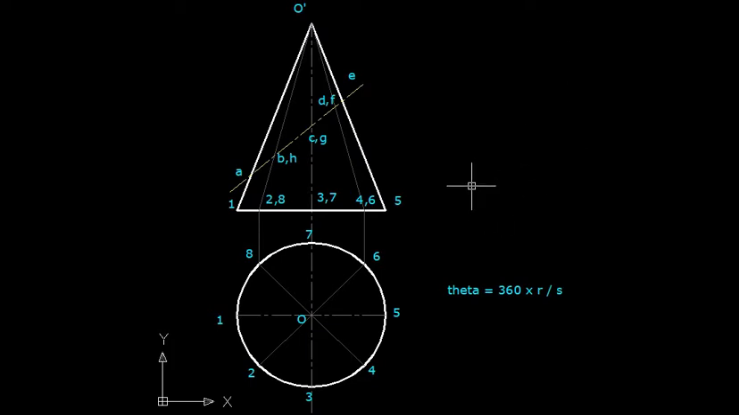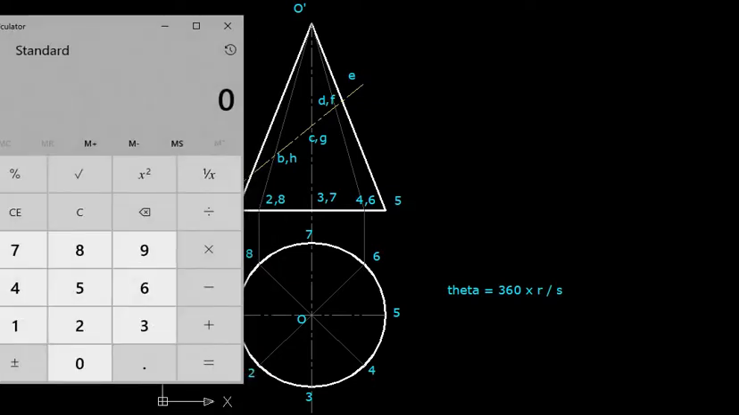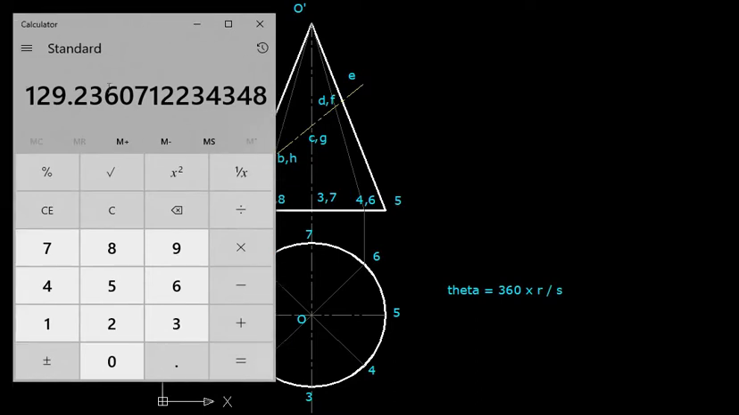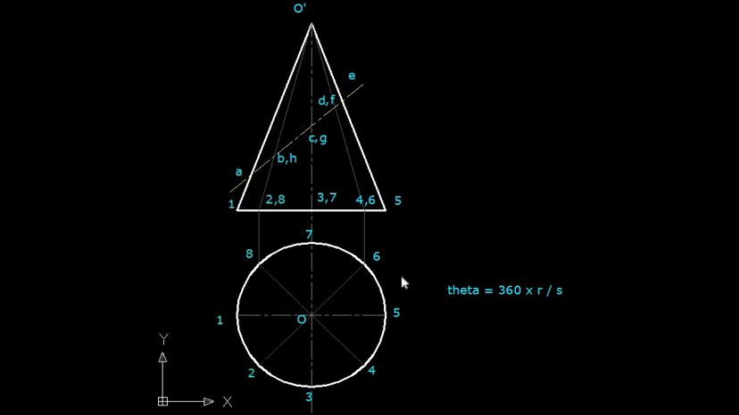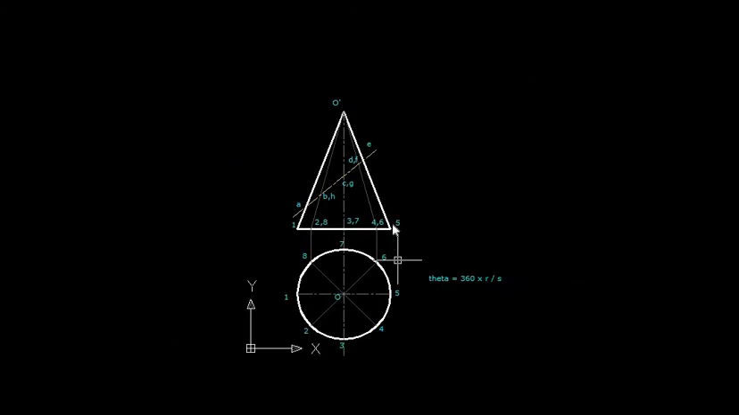The arc should be of theta equal to 360 multiplied by 25 divided by 69.64. So let us calculate it here. 360 multiplied by 25 divided by 69.64. How much is it coming? It is coming equal to 129.23 degrees, or let us say 129 degrees. So I will draw the arc like this.